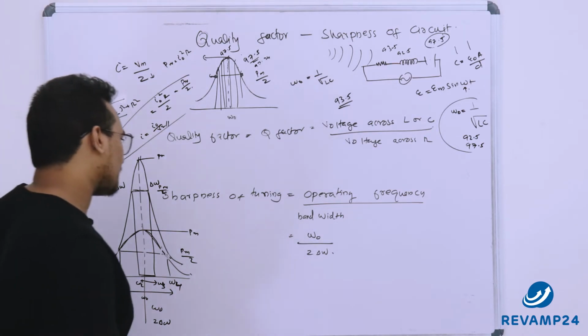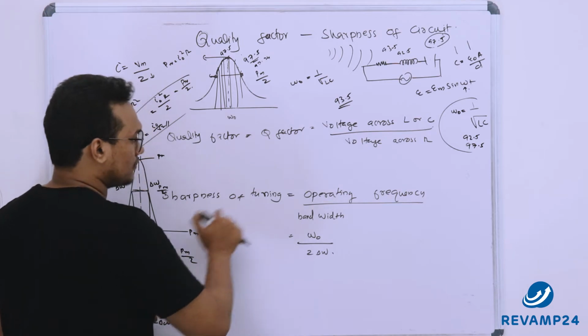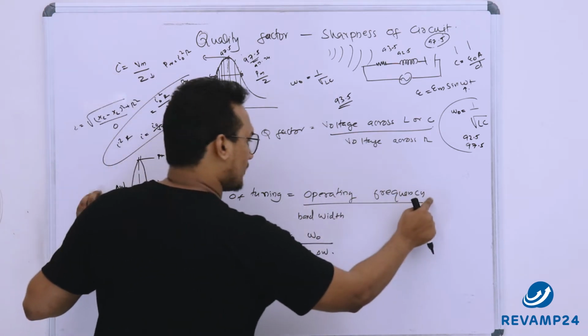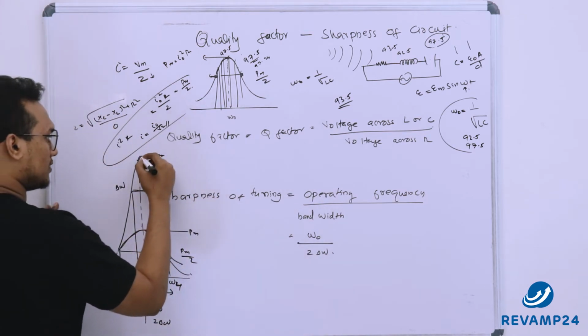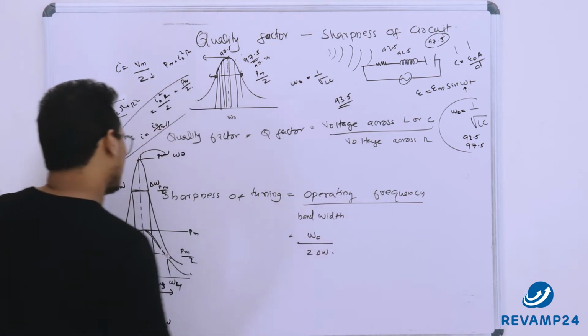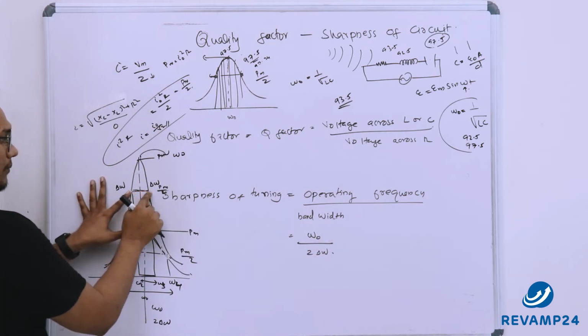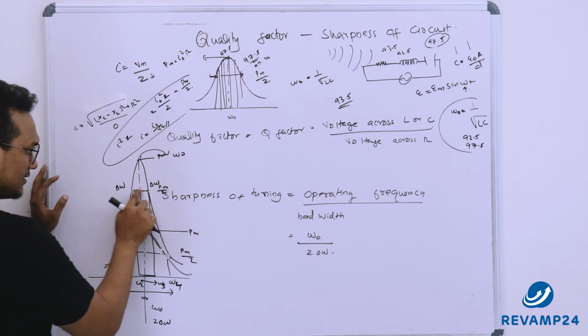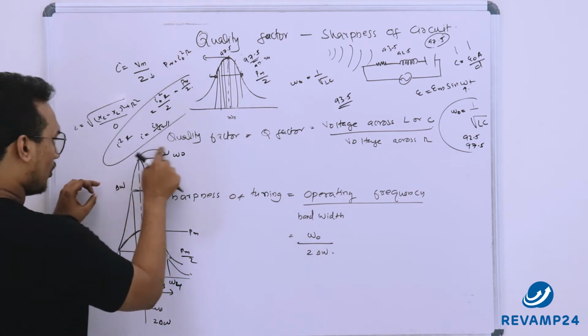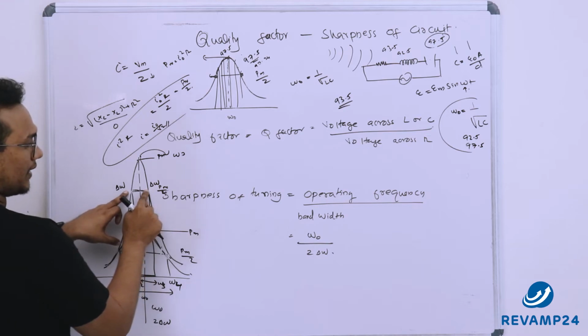So sharpness of the tuning or quality factor has been defined as operating frequency, the natural frequency omega 0, divided by bandwidth. What is the bandwidth? Delta omega plus delta omega, 2 delta omega. So this is the bandwidth, this is the operating frequency. Now with this circuit, omega 0 divided by 2 delta omega.